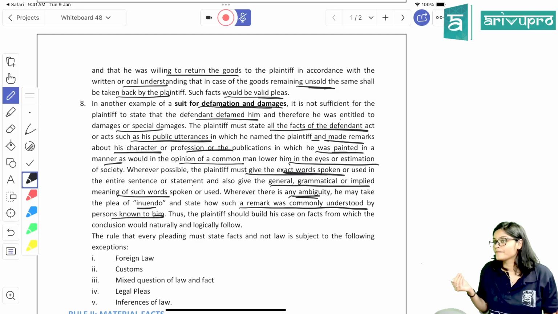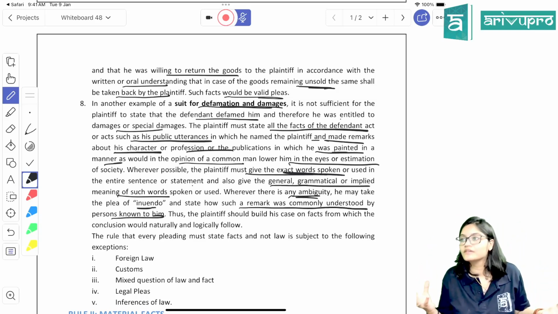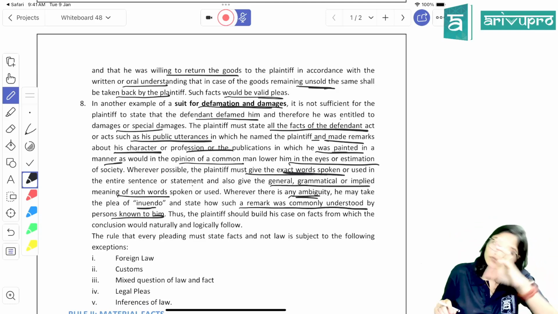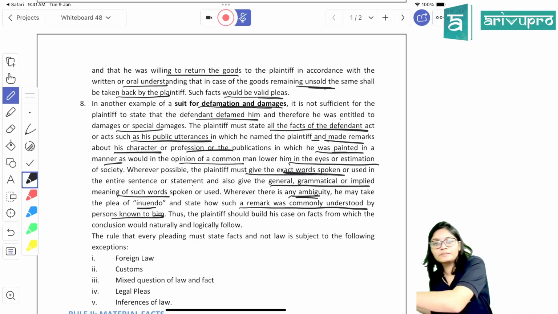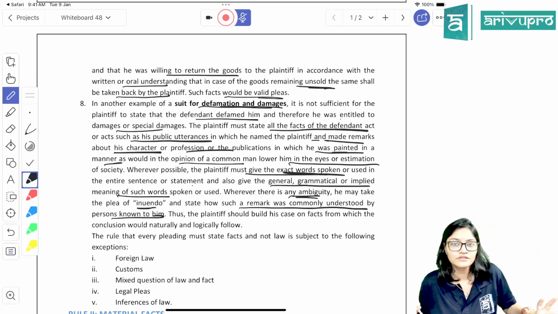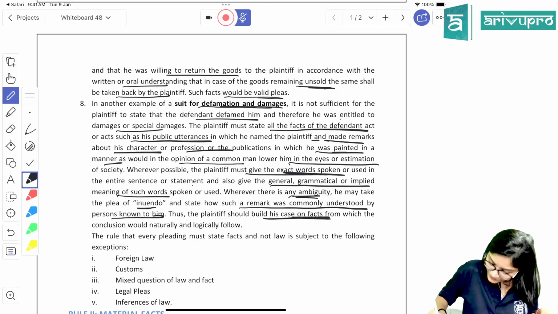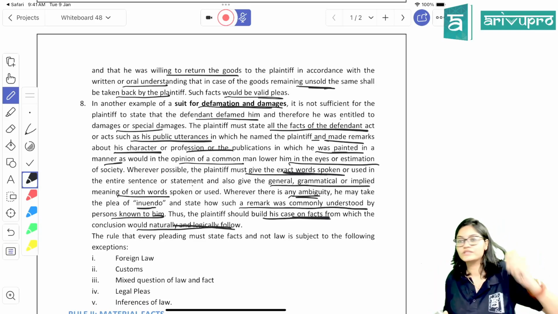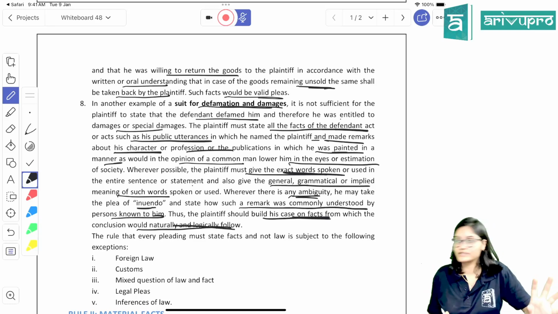Just now I told you, because some words could have different meanings, right? It might be possible that the person has used a word in a good way, but in common usage, the general people use that word in a bad manner. So that created a confusion. So you can mention that, right? Thus the plaintiff should build his case on facts from which the conclusion would naturally and logically flow. So these are some examples given where they have mentioned how you will mention your facts.